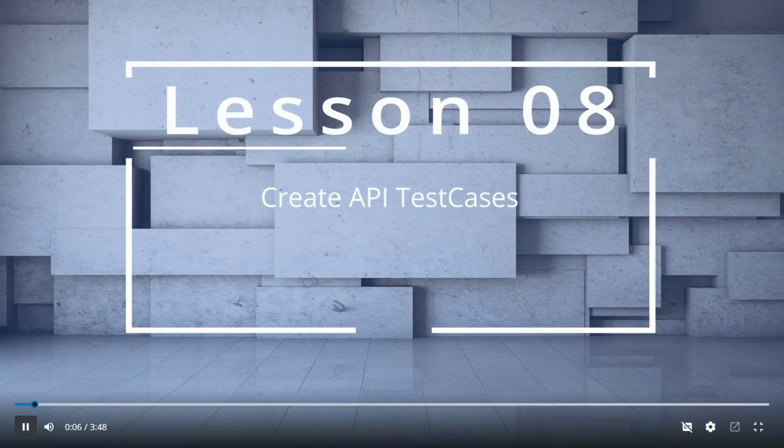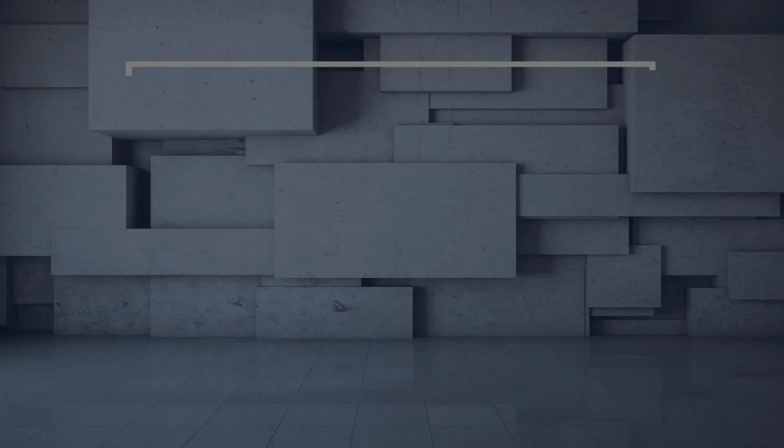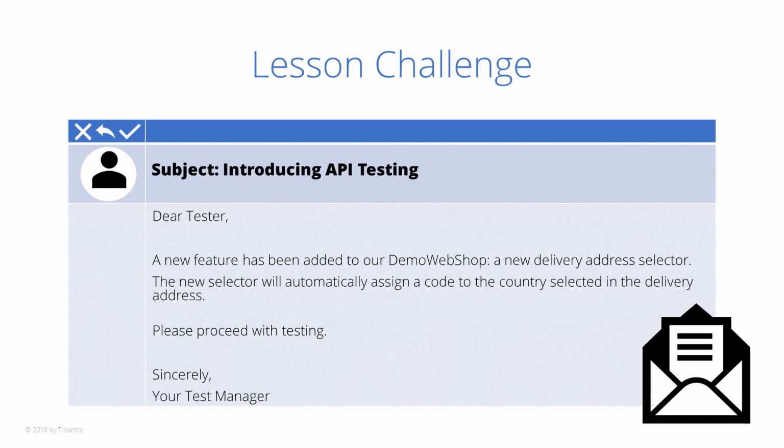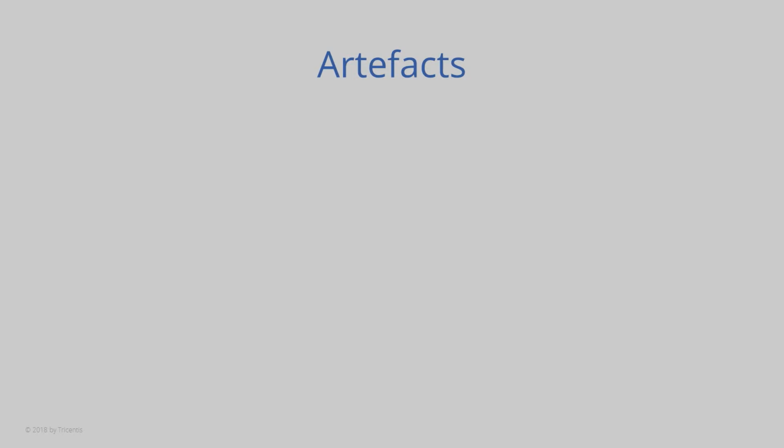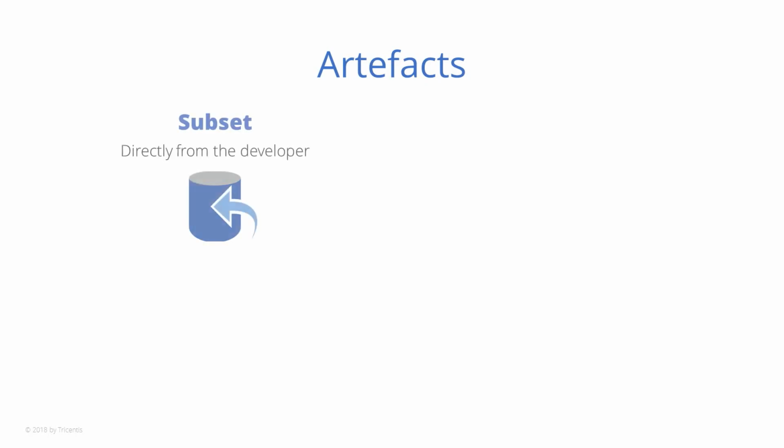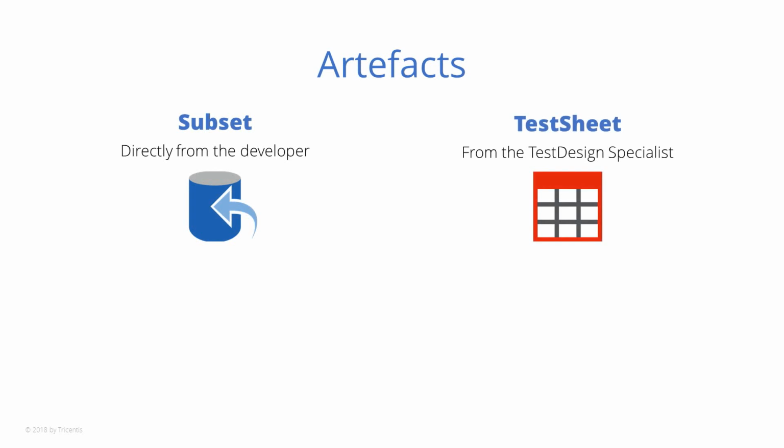Lesson 8. Create API test cases. As in the previous lesson, your goal is to test if the countries and the country IDs are combined correctly by the system. You've been sent a series of artifacts: a subset directly from the developer, and a test sheet from the test design specialist. You will now have to create the test cases needed to test the new demo workshop functionality.